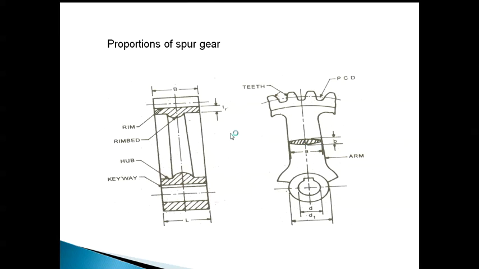So this is the width of the rim B. This is the cross-sectional view of the gear. And this is the length of the hub L.